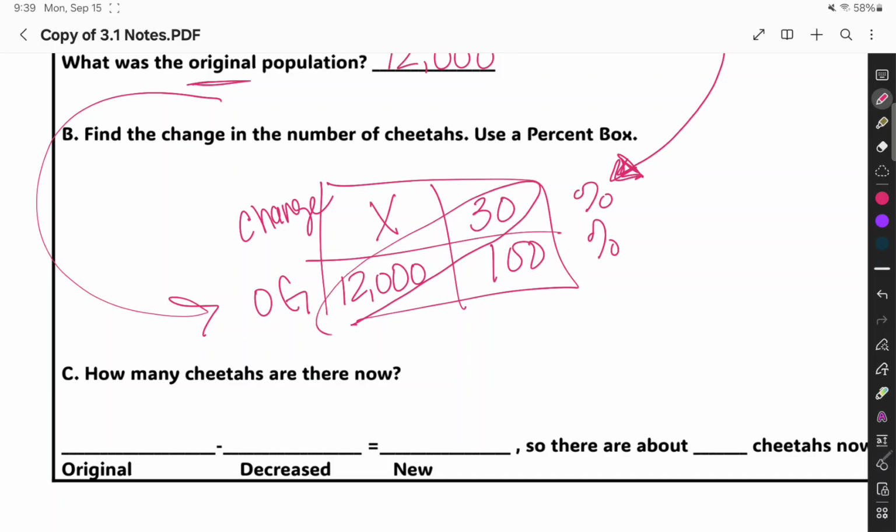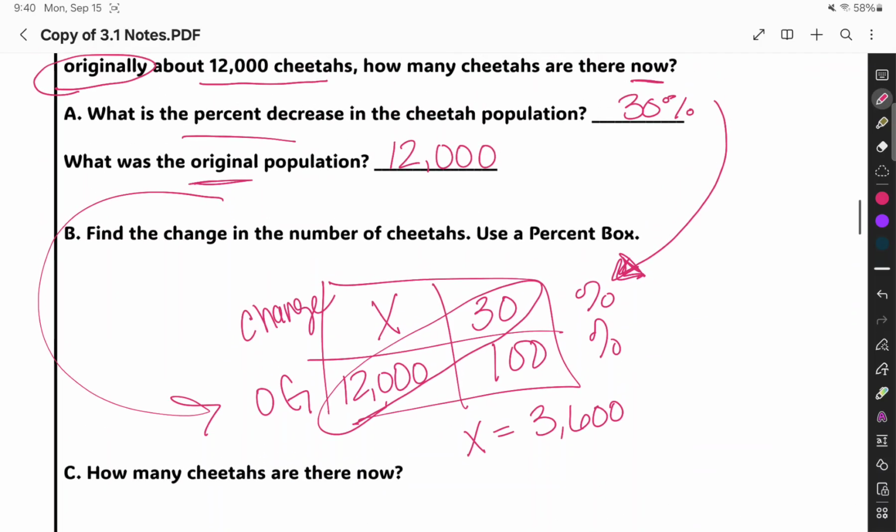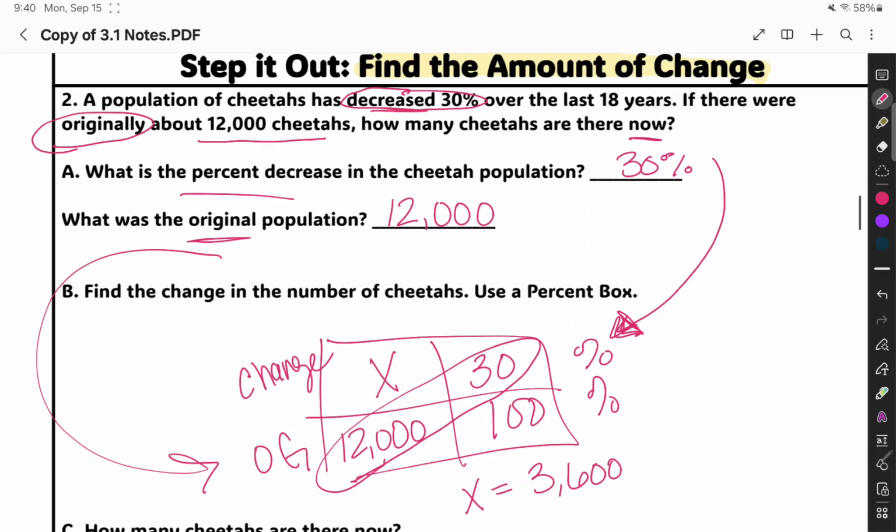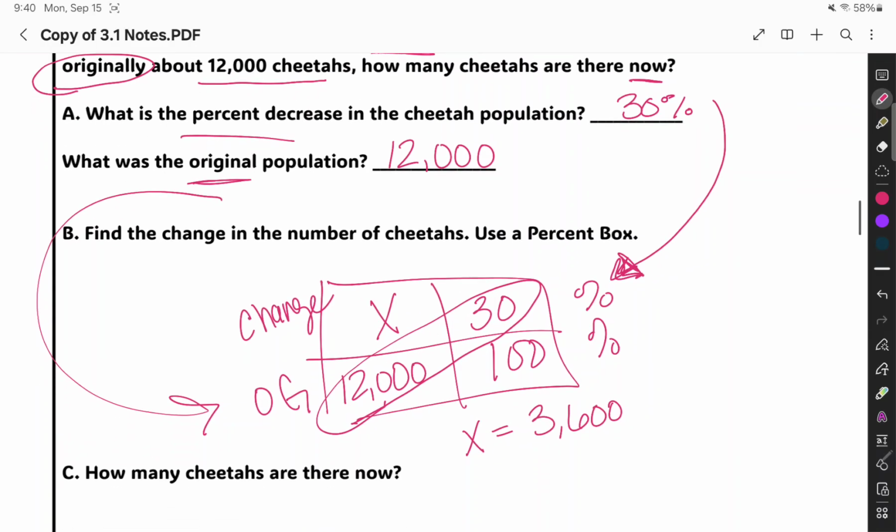So now I'm going to cross multiply 12,000 times 30 and then divide it by 100. So if we plug that into our calculator, we have 12,000 times 30, so that's lots of zeros there, divided by 100, and we find out that x equals 3,600. So that means the population has changed by 3,600 cheetahs. And if you go back, it decreased, which means, see where it says a decrease? That means the population went down.